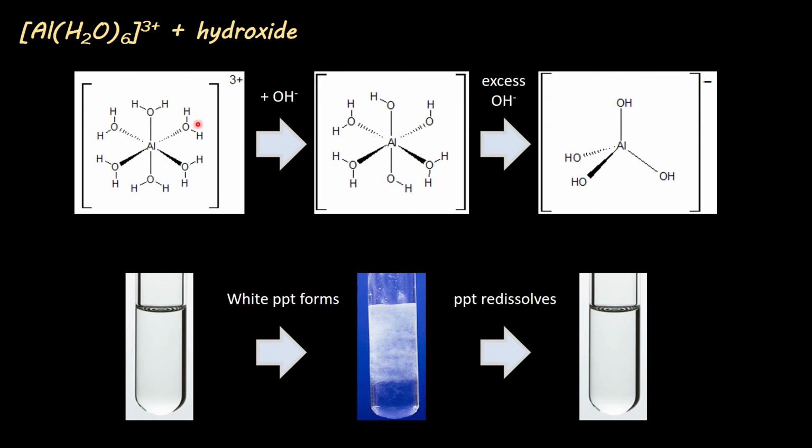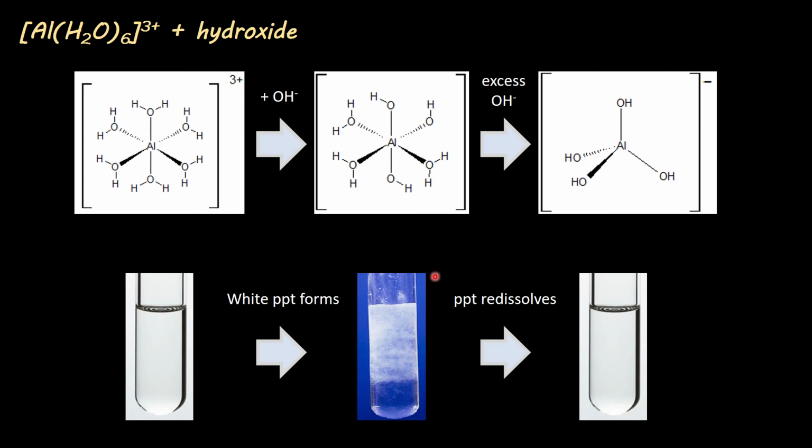We start with our hexaaqua aluminium 3 complex, which is just a colourless solution, as we've said. Add a little bit of hydroxide. It turns out that the amount you're adding is like a 3-to-1 molar ratio, because we're going to add 3 hydroxides to then turn our aluminium hexaaqua into aluminium 3 waters, 3 hydroxy, and so no charge. At that point, we'd see a white precipitate.